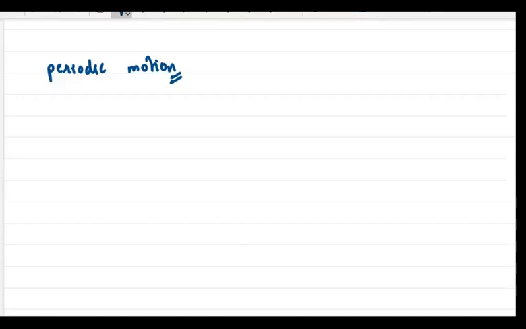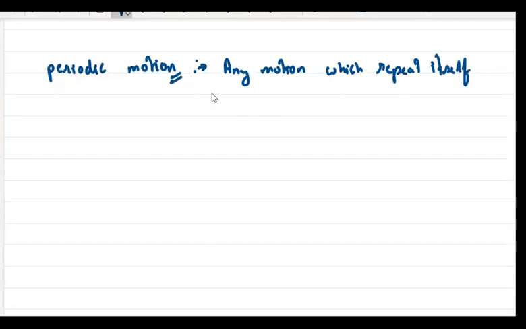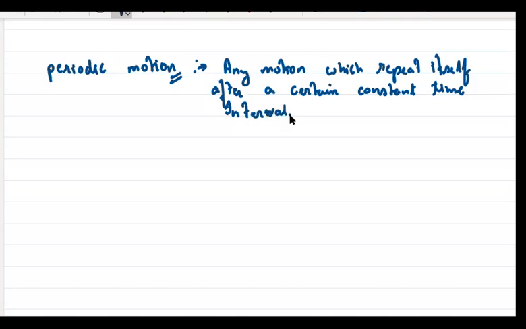Yes, very good, Sneha. Very good, Aksha. So I can say any motion which repeats itself after a certain fixed time interval, a constant time interval. Yes, this is what we know. That is what we have studied in class 7th, 8th. This is easy. And now this fixed time interval is called the time period.